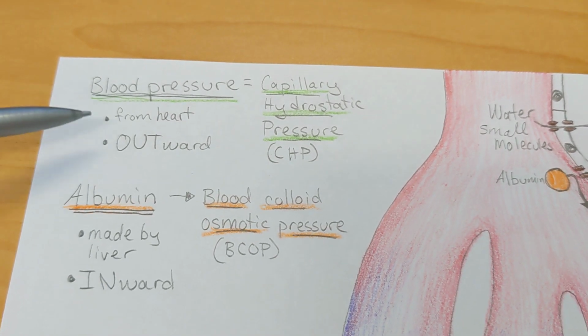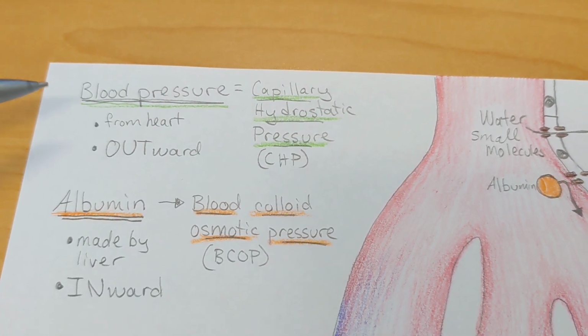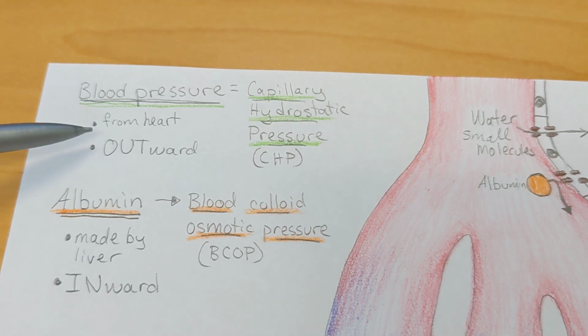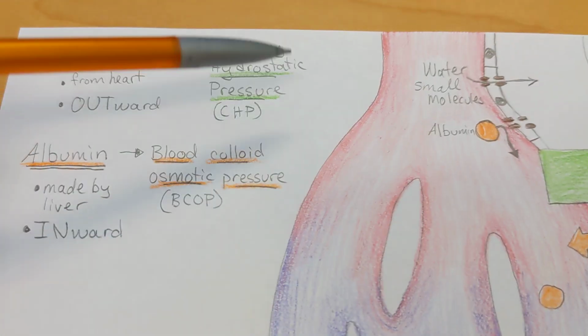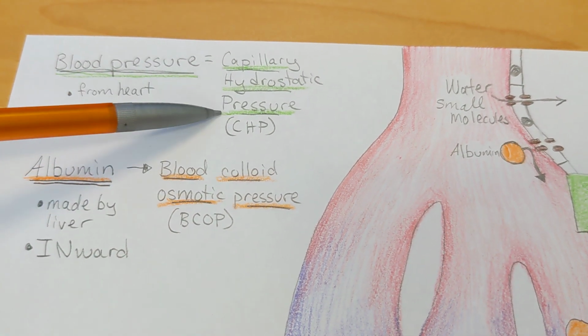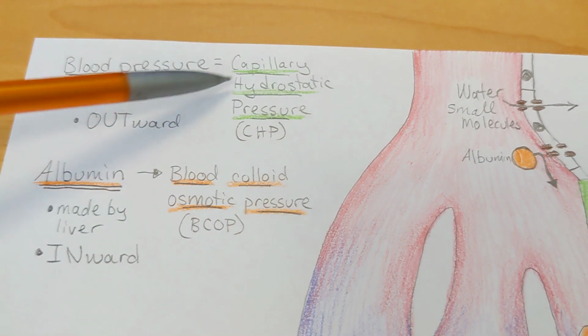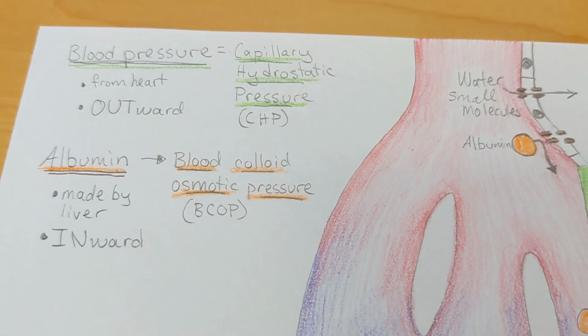We know it starts out at like 120 millimeters of mercury close to the heart, but then by the time it gets way down here to the capillaries, it's about 35. In terms of the capillary pressure, we call this capillary hydrostatic pressure. So literally the pressure of the fluid of the blood on the walls of the capillary.